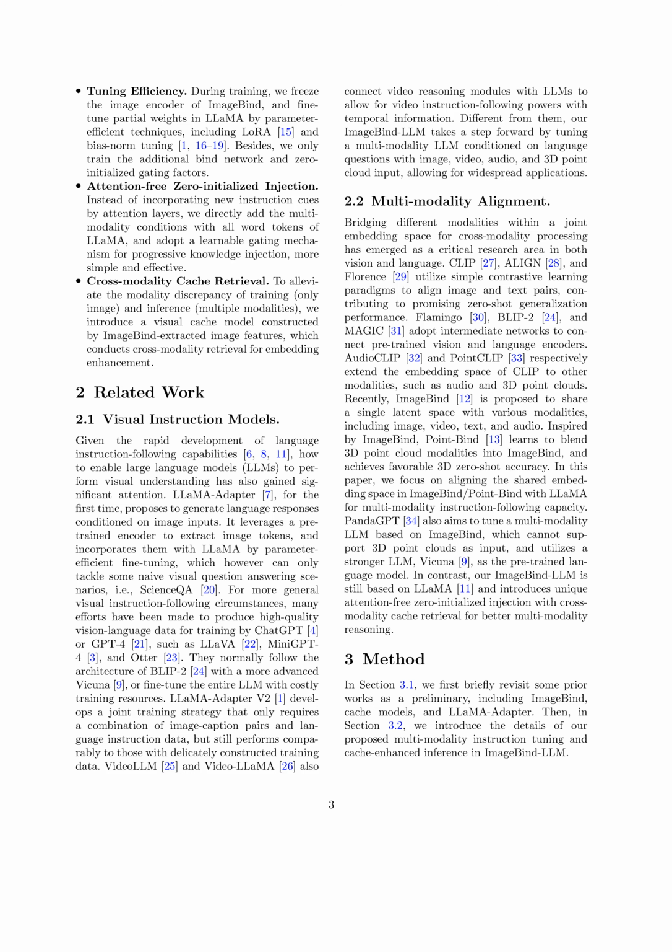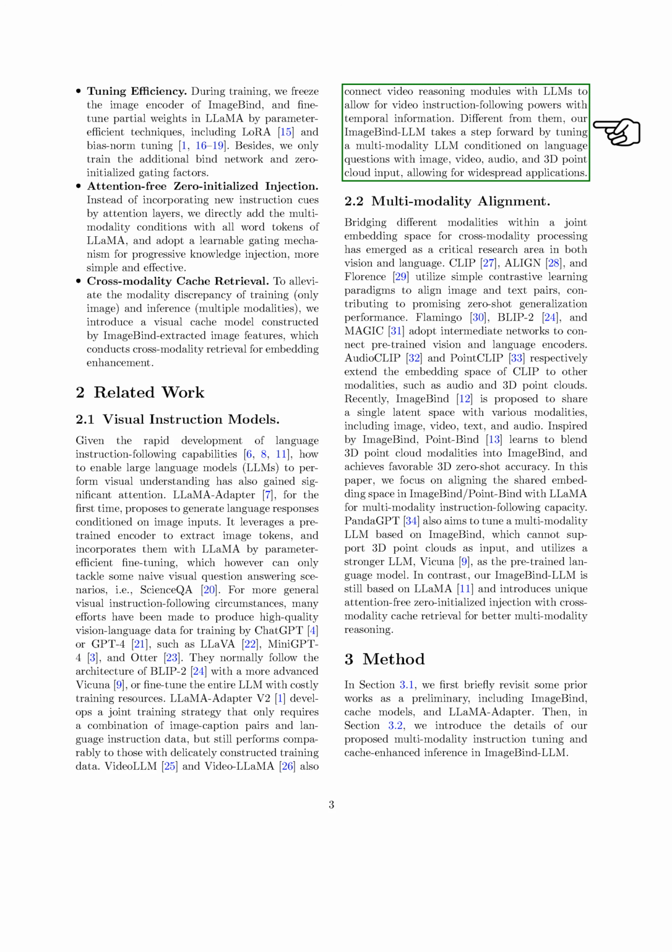The model achieves this by leveraging vision-language data for multimodality instruction tuning and using a visual injection method that is attention-free and weighted by a trainable gating factor. Additionally, a training-free visual cache model is proposed for embedding enhancement during inference to improve language responses to multimodality instructions. Overall, the ImageBind-LLM exhibits four main characteristics: multimodality instructions, tuning efficiency, attention-free zero-initialized injection, and cross-modality cache retrieval.